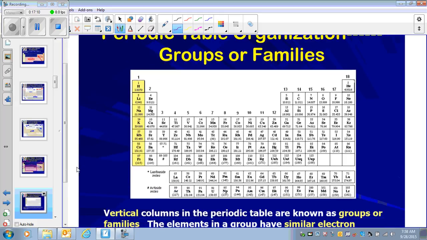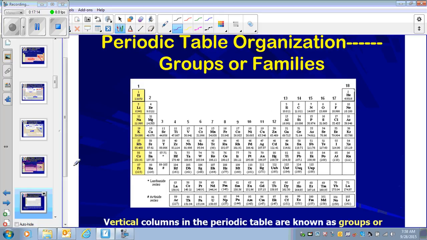So from here on, we need to talk about the groups and families of the elements. As you know, we have 18 groups. Groups are also called families. Why are they called families? Because all the elements in one group have similar chemical properties.